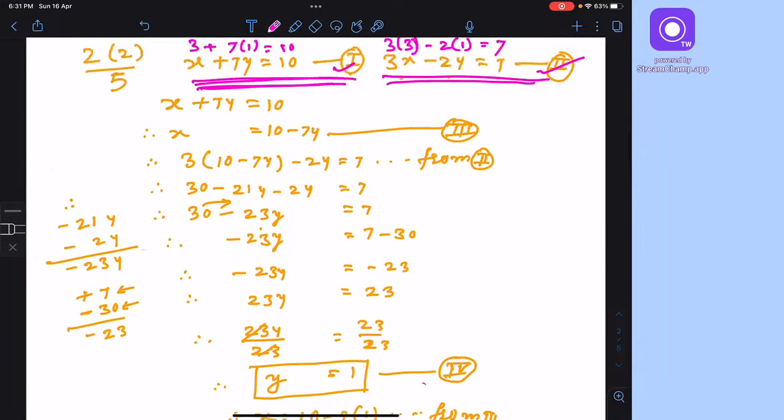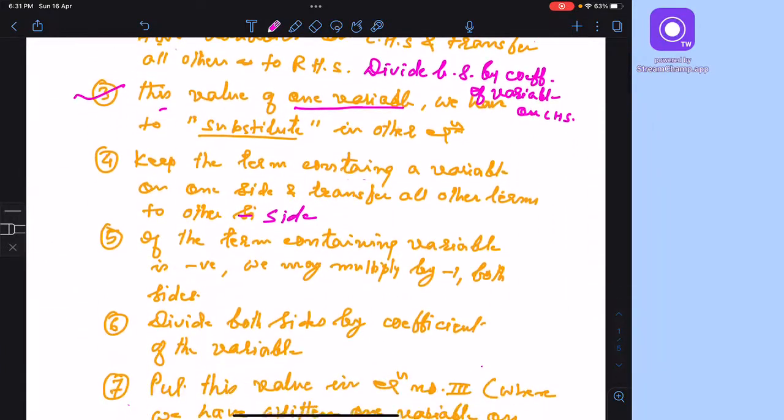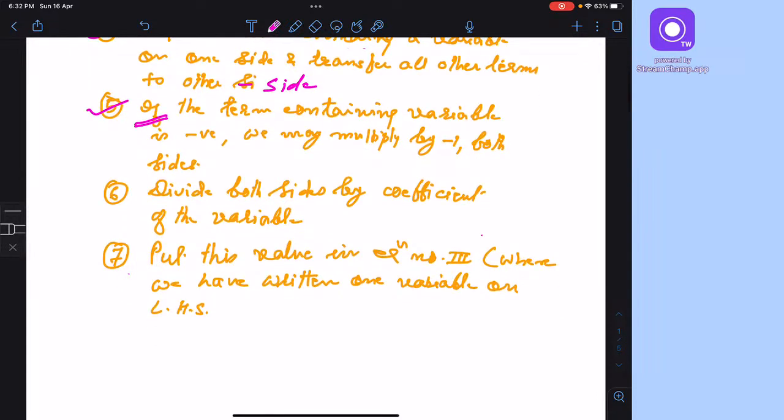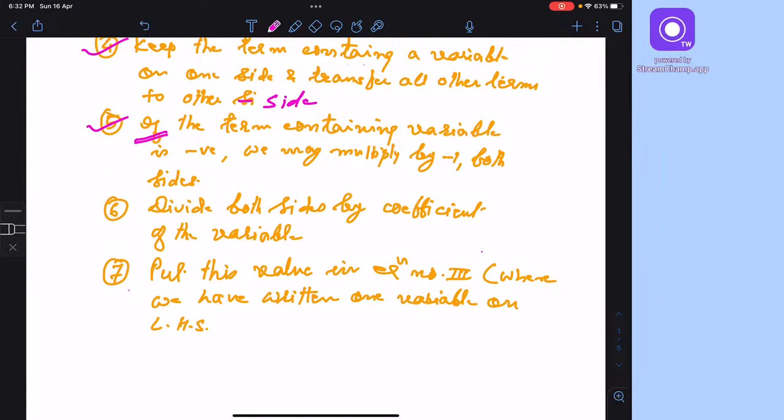Let us see what this says. Keep the term containing a variable on one side and transfer all the terms on the other side. This we have done. If the term containing a variable is negative, we may multiply by minus 1 on both sides. This is if it is negative. We didn't have a negative, so this is also done. Divide both the sides by the coefficient of the variable. We could have divided here itself without making it positive. We could have divided both sides by a negative also, but this is better. Okay. Now divide both the sides by the coefficient of the variable. We have divided by 23.